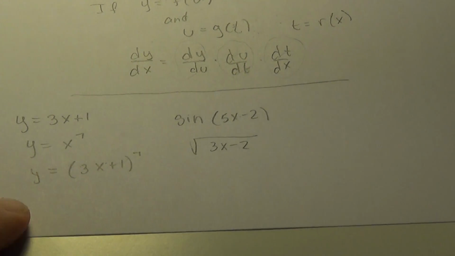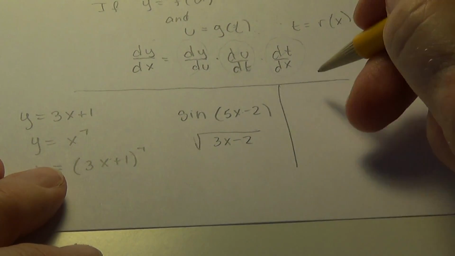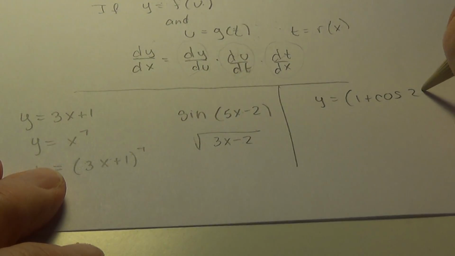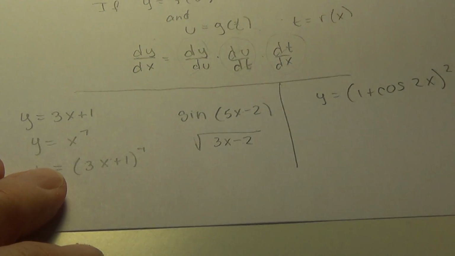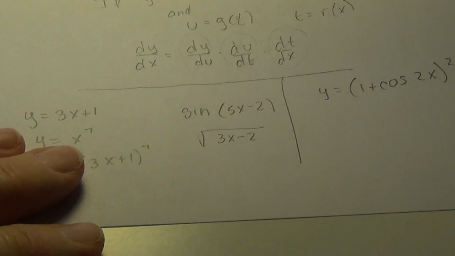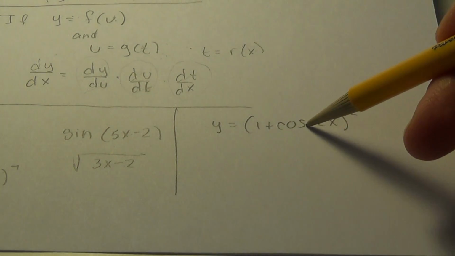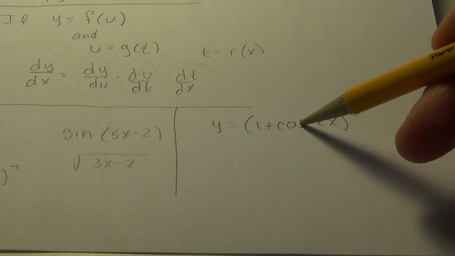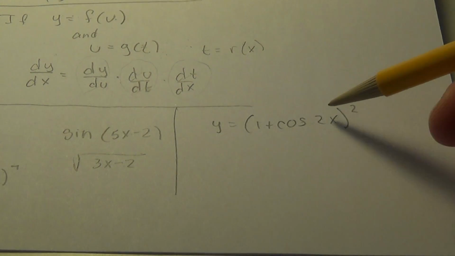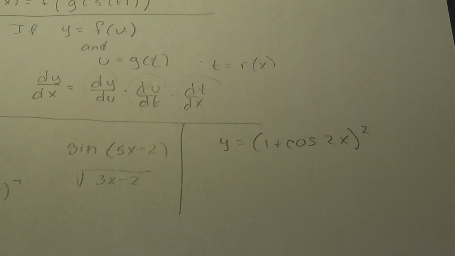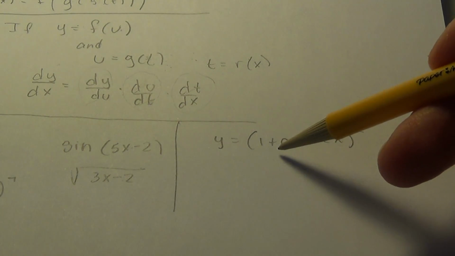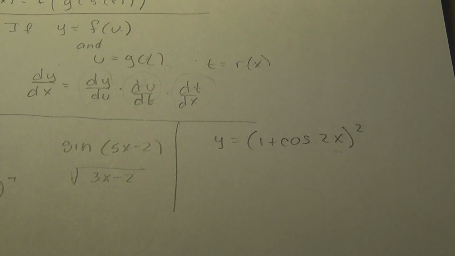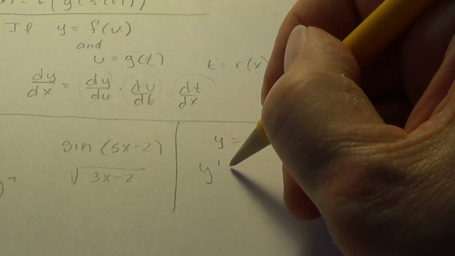So let me show you one last example, and that is y equals (1 plus cosine 2x) raised to the 2. So here we have something squared, and inside of that we have 1 plus cosine of 2x, and inside of that we have 2x. So we have a function embedded in a function embedded in a function. So we're going to have to use the chain rule 3 times.